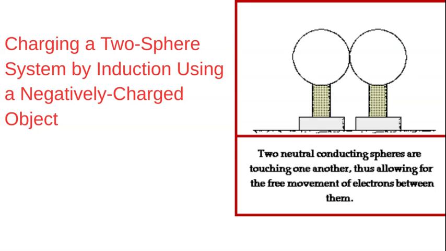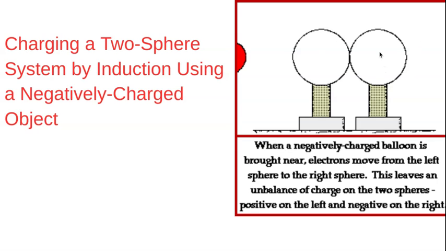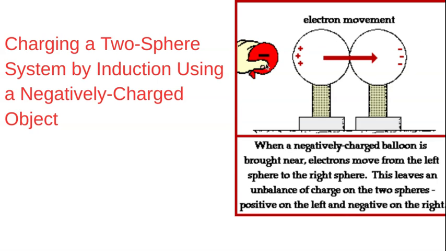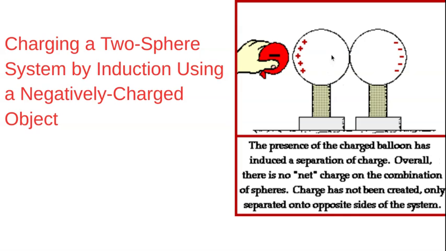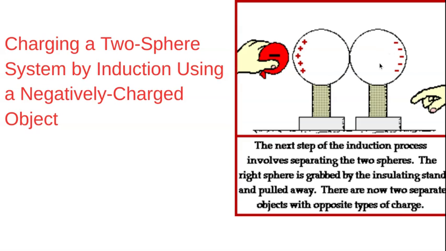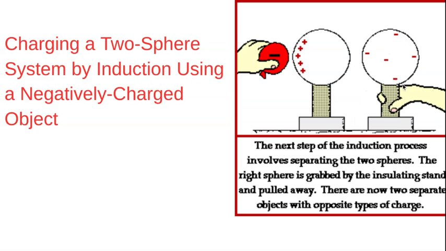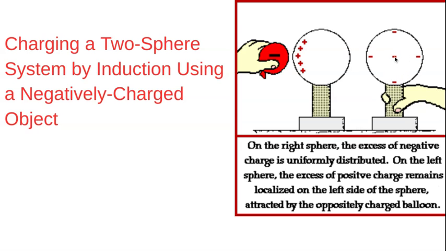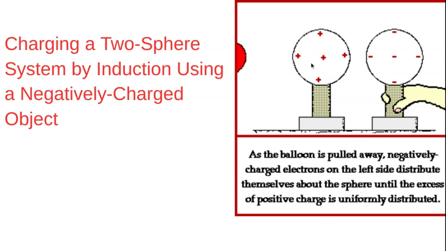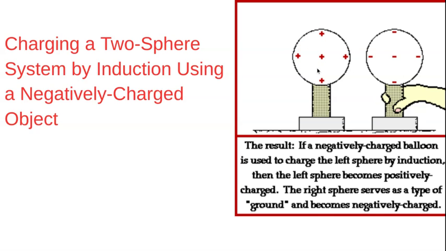So let's look at a second example here. Here we have two metal spheres in contact with each other, and a negatively charged balloon polarizes both of them, pushes the electrons to the right sphere. Then if we separate them, those electrons won't be able to get back. So there's a negative charge stuck on the right one, and therefore a positive charge stuck on the left one.